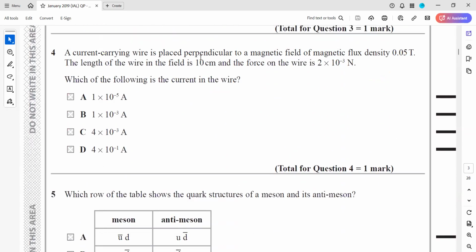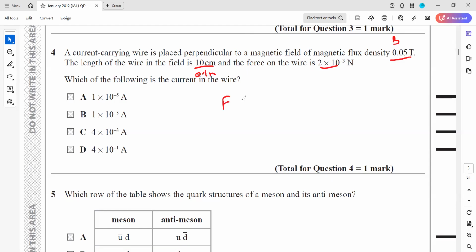The current carrying wire is placed perpendicular to a magnetic field of magnetic flux density 0.05 Tesla. The length of the wire is 10 centimeter. Sorry, 10 centimeter was there, so 0.1 meter because divided by 100. And the force is this. Which of the following is the current?